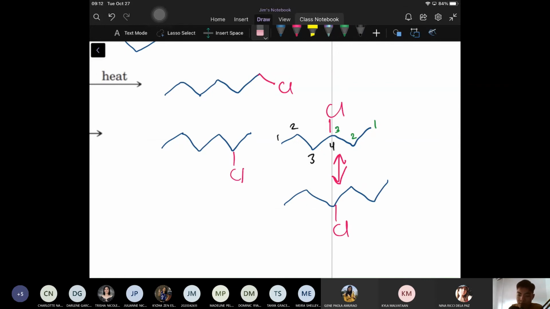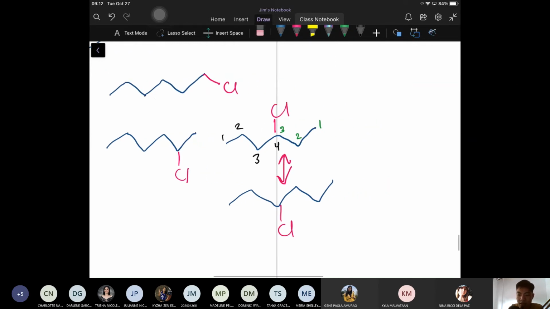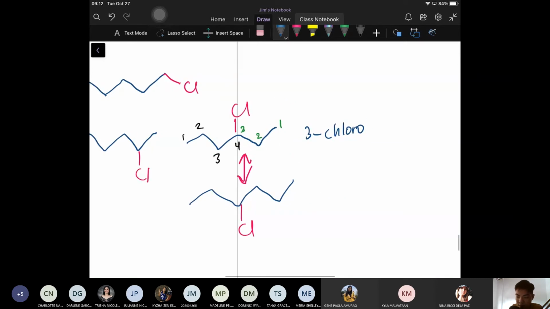Okay? So, ang name niyan ay 3-chlorohexane. So, basically, you have a hexane parent chain. Nasaan yung chlorine mo? We call chlorine the chloro. No? Chloro. Nasaan yung chlorine mo? Nasa 4 or nasa 3? So, syempre, use the lowest number, nasa 3. So, 3-chlorohexane. Is this molecule the same as this one? Yes. No? Parehas lang yan, 3-chlorohexane.